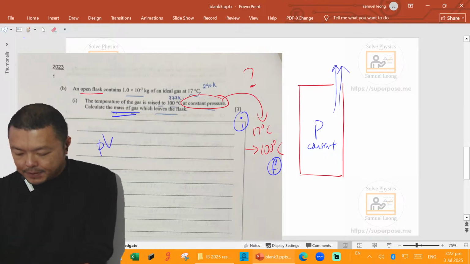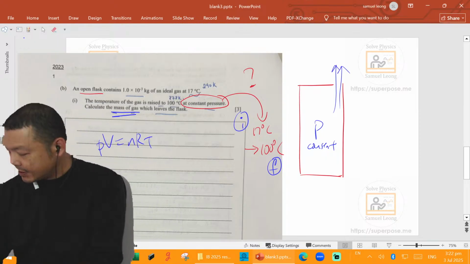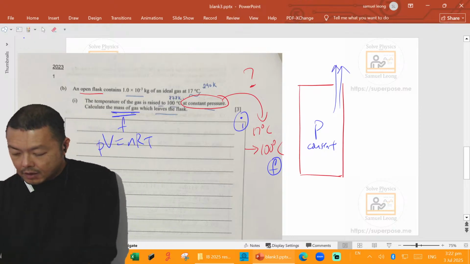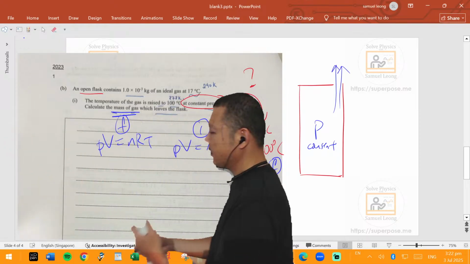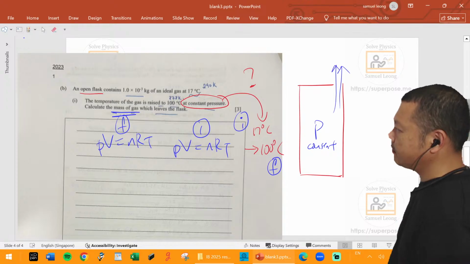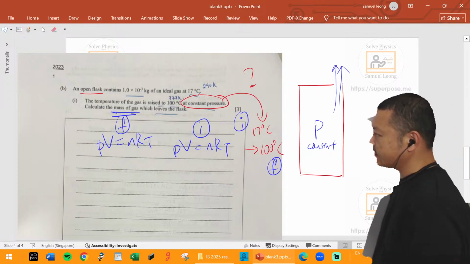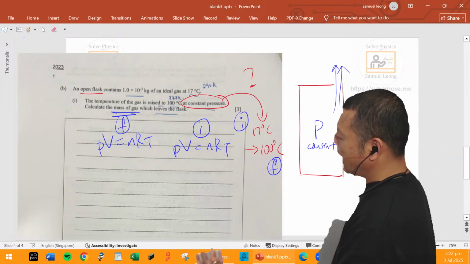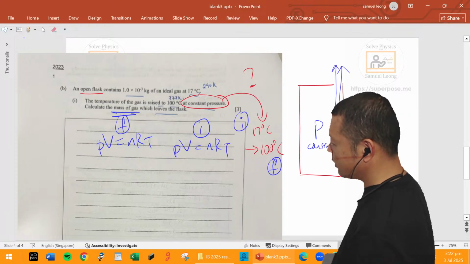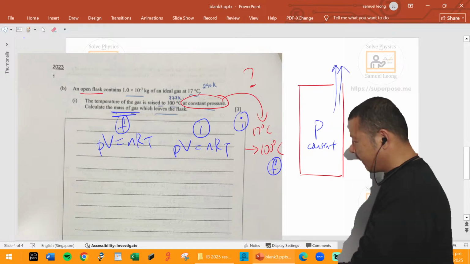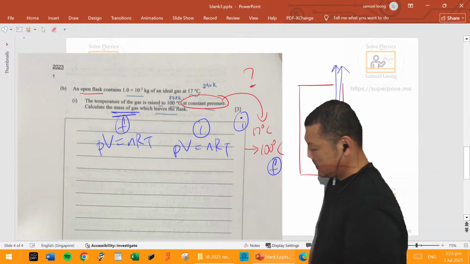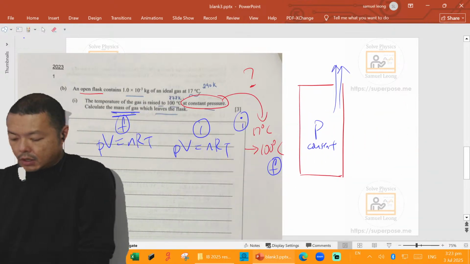So it's basically PV equals nRT for the final, then for the initial, PV equals nRT. Your job is to find the difference in the mass of the gas. I don't know whether you can find the number of moles, so we're just going to assume that the n is in kg, which is wrong, but I guess that's the only way we can do this.